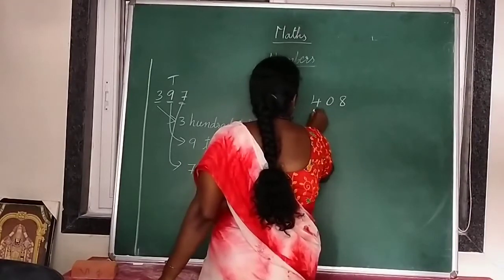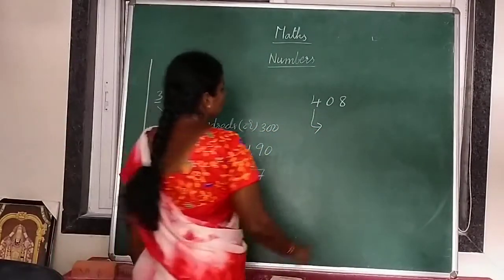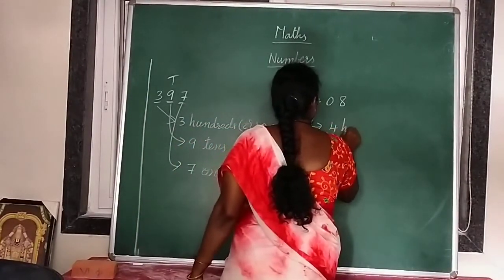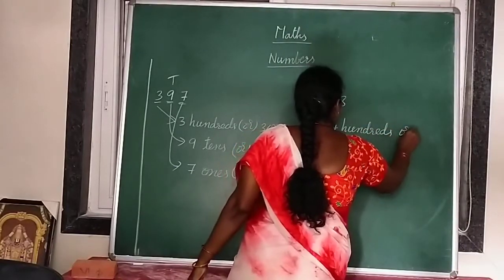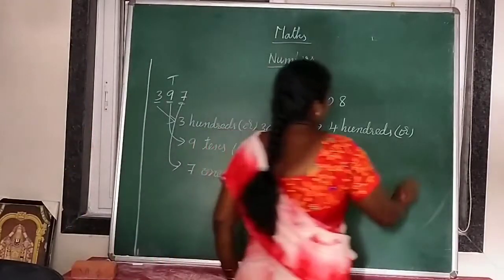408? What is the place value of 4? 400s. 400s are 400. Right.